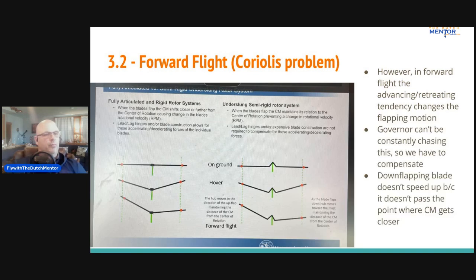Part of the problem here is that in forward flight, the advancing and retreating tendency changes with the flapping motion, right? We flap up to reduce the angle of attack on the advancing blade, and we flap down on the retreating blade side. The governor can't be constantly chasing this, so we have to compensate. The down flapping blade doesn't speed up because it doesn't pass the point of center of mass, it gets closer to that of the mast itself. That's what we just talked about, so the RPM does not change at that particular point in time.